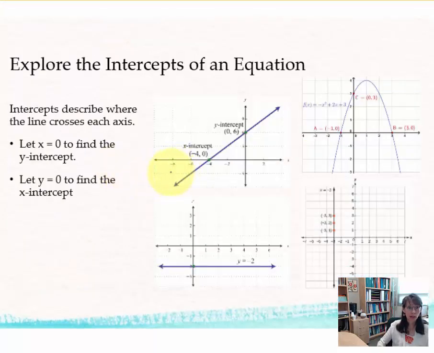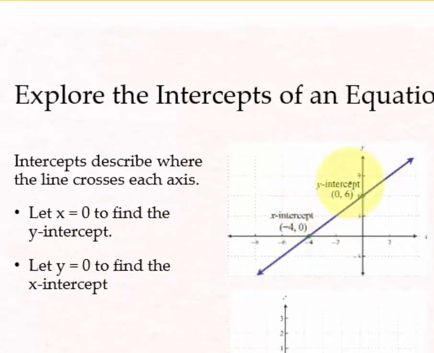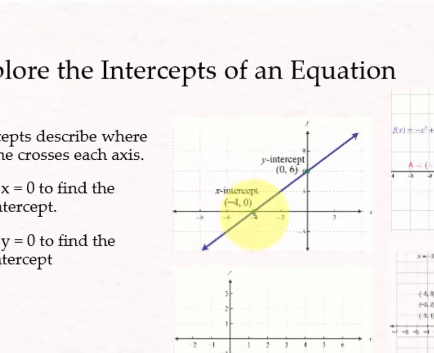To explore the intercepts of an equation, we're simply looking for the ordered pairs where the graph crosses either the x-axis or the y-axis. So in our first example, we can see that it's already labeled: the y-intercept is at (0, +6), and our x-intercept is at (-4, 0).